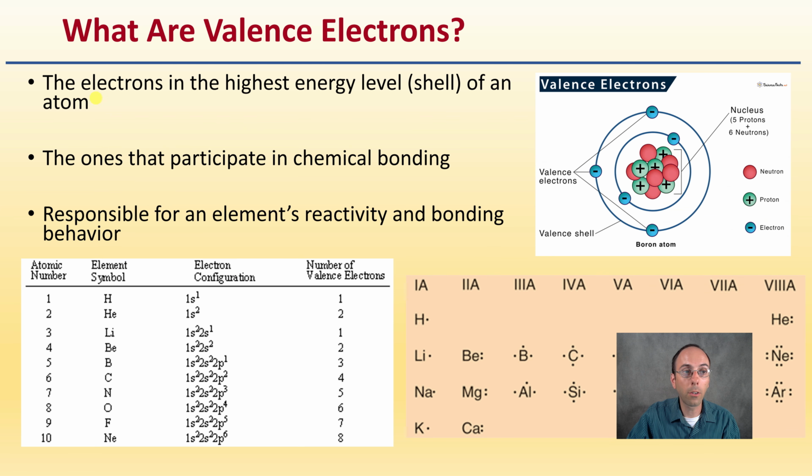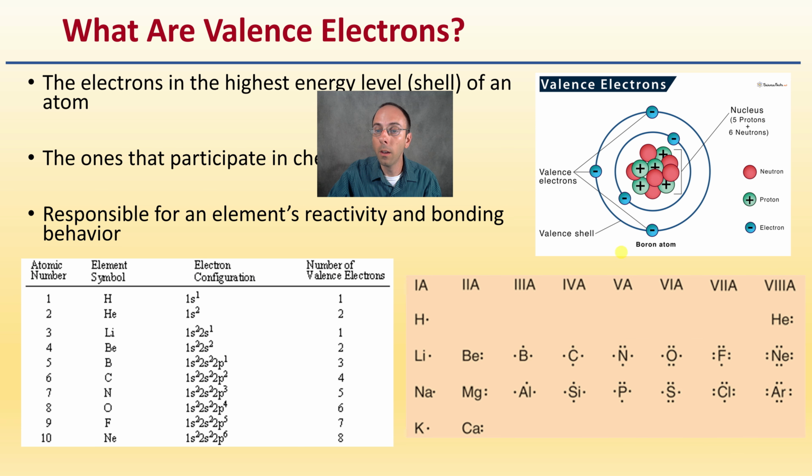Now, what are valence electrons? They're in the highest energy level or shell of an atom. They're the ones that participate in chemical bonding, and they're responsible for an element's reactivity and bonding behavior. We could see them drawn here with the little dots. They're also involved when we go to calculate electron configuration, and we can see them here in this simplified diagram with, again, them being here on the outermost ring of this particular atom.